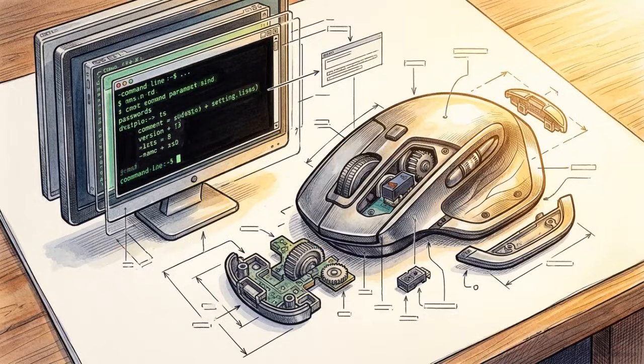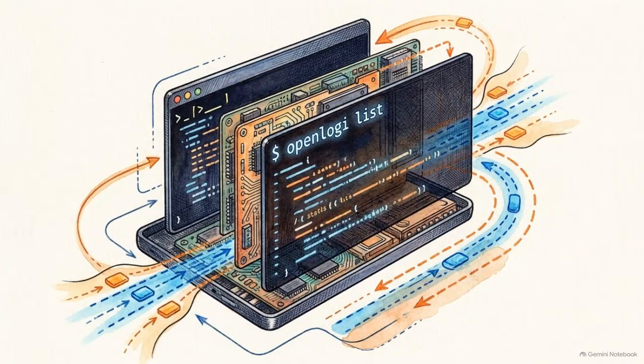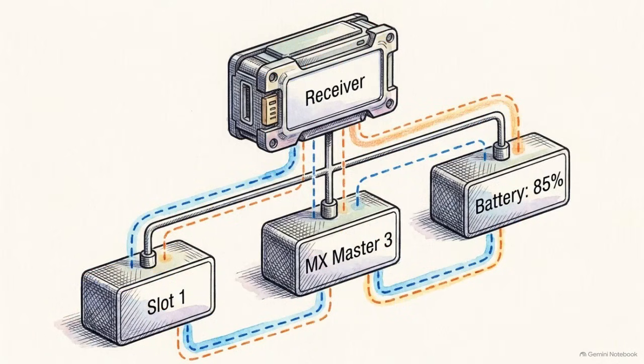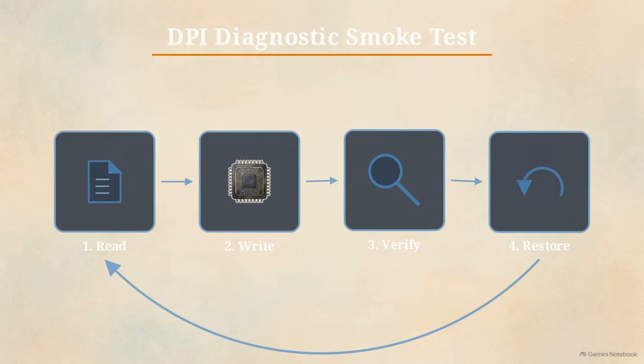We can use the OpenLogi command line interface to verify these new commands are successfully reaching the mouse memory. Open a terminal and run the Inventory List command. It will print a structural tree of your connected receivers and battery states, confirming the software has successfully enumerated the hardware. This flowchart tracks the DPI diagnostic command.